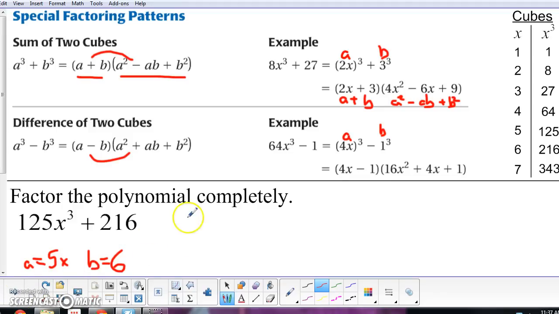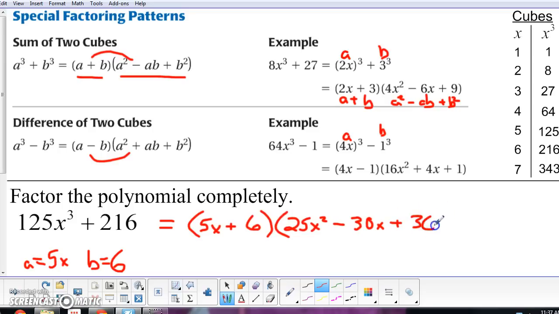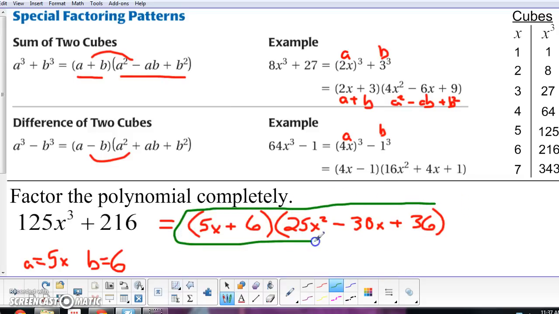Now that I know what a and b are, I can factor this using my sum of cubes pattern. My first binomial term is going to be a plus b, so that's going to be 5x plus 6. And then the trinomial factor is going to be a squared, that's going to be 25x squared, minus a times b, that's going to be 30x, plus b squared, that's going to be 36. Close my parentheses. This is my final answer. Again, when I use the sum of cubes or difference of cubes pattern, the trinomial will not be able to be factored further. This is all that we need right here.